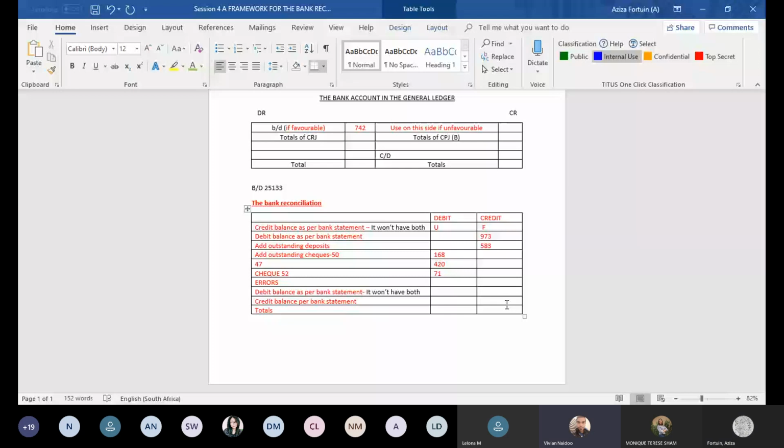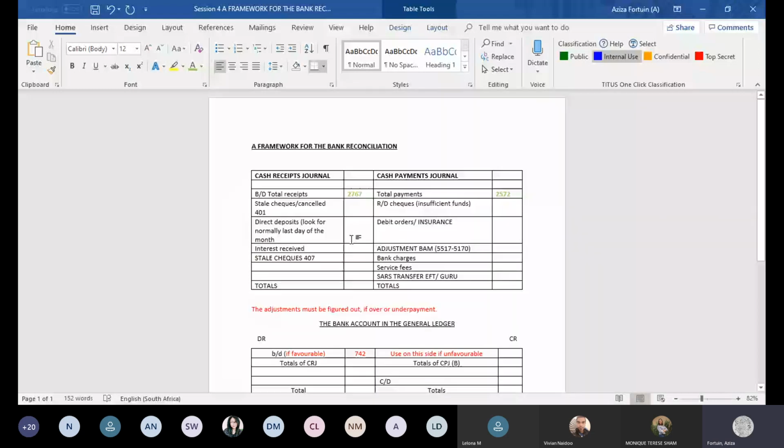Then there's a direct deposit on the 20th for 80 rand. That's not reflected. Okay, what do I do with the 80 rand? That was in our statement, so it goes in our cash receipts journal. Okay, so here's a column for direct deposits, and I'm going to put the 80 rand in there. Okay, anything else?